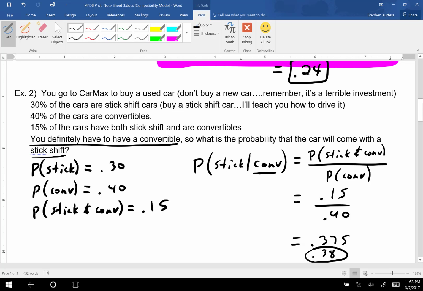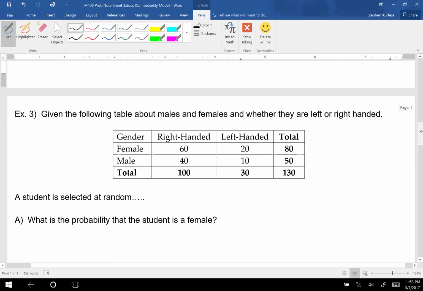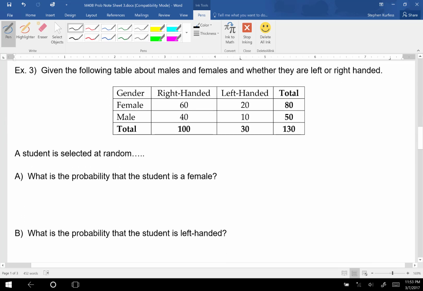All right, so let's look at a chart type problem. These are actually, I think, almost a little bit easier. So example 3, I'm given the following data about males and females and whether they are left-handed or right-handed. So basically, if you notice in the chart, you get the gender, male or female, and you're either right-handed or left-handed. So it's got the totals for like the number of females is 80, the number of males is 50, but the number of right-handed people is 100, and the number of left-handed people is 30.